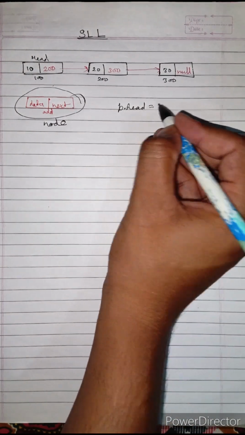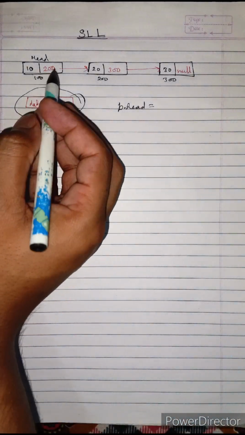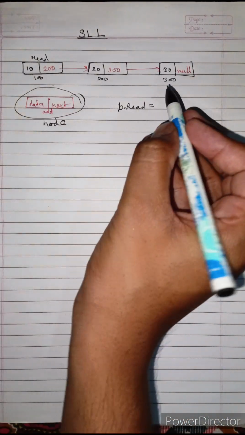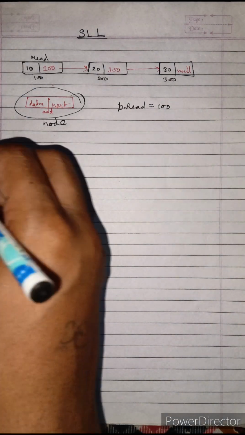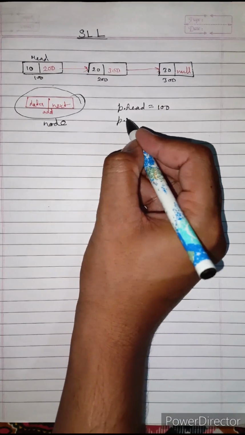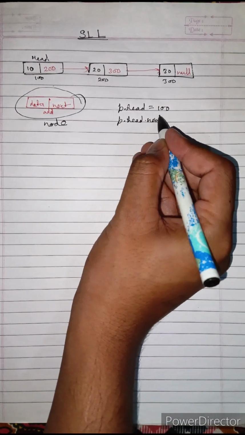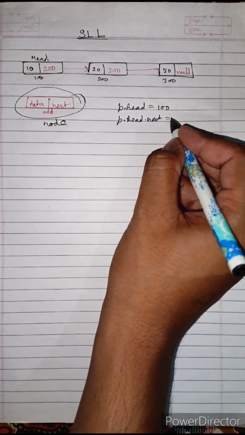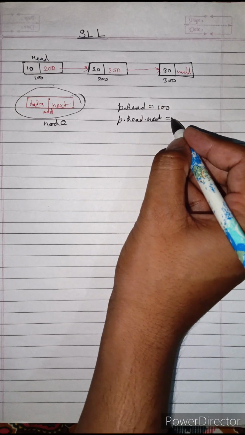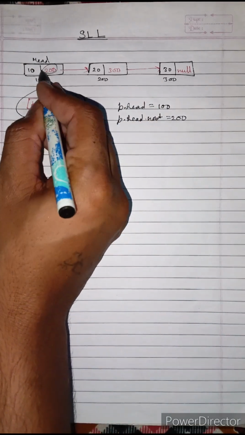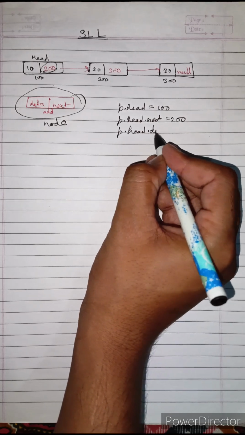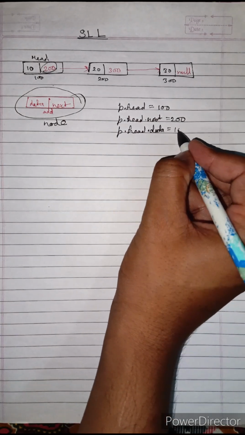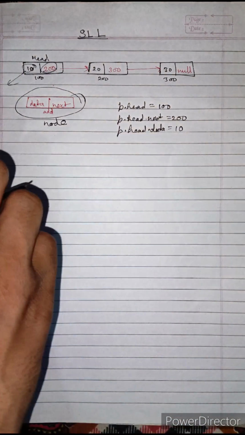If I say print head, what will it print? It will print the address of the head. This is the head, and the address of this head is 100, so it will print 100. If I say print head.next, what will it print? It will print the address of head next, which is 200. If I say print head.data, it will print 10.